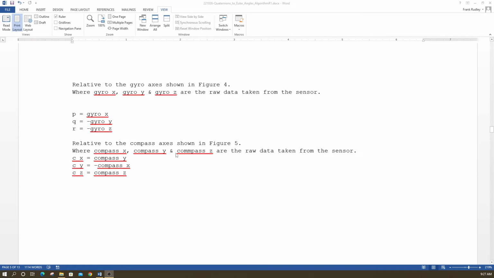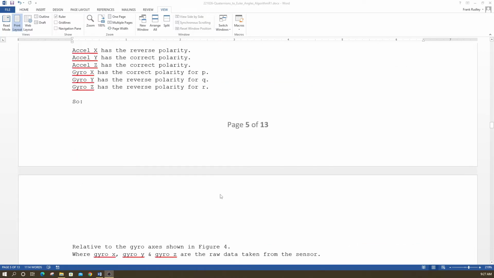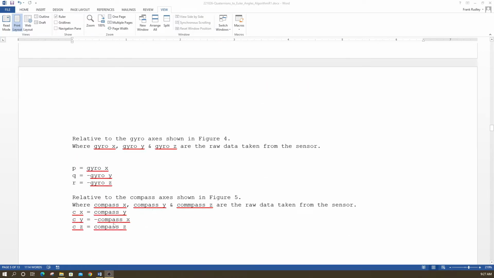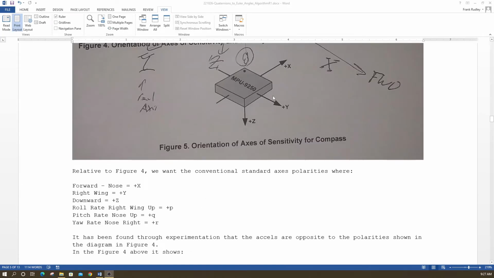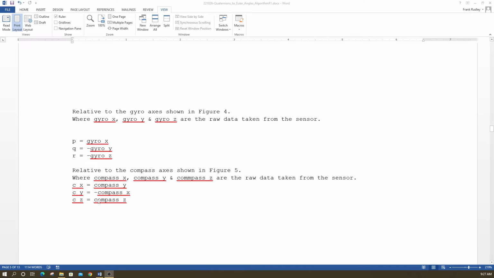And relative to the compass, I found that I have to do some swaps here. So I found my x is equal to y, but my y is equal to minus x. So my y is coming out here. That makes sense, it is equal to minus x because my y comes out here and x goes out there. And for z, I don't have to do any sign changes at all. So just fix a spelling error there.